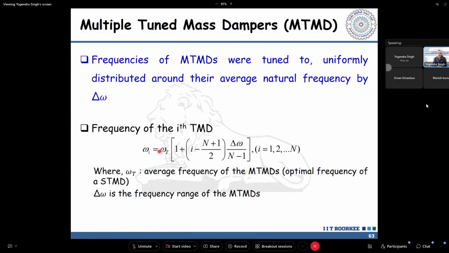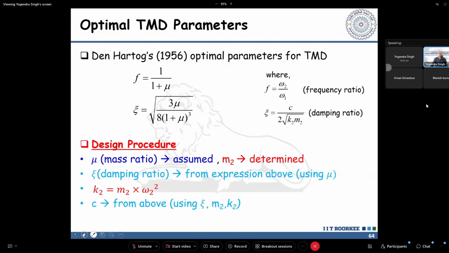And when we are providing multiple dampers, the frequency range which we want to cover and the frequency gap between adjacent dampers is necessary. So this delta omega is the total frequency range which we want to cover, and then the frequency of the ith damper we can calculate like this. Okay, and for optimal parameters, people have done some study, and they have also suggested what frequency gap we should consider, and what value of damping, etc., we should use. What we want to discuss here is what response is obtained after performing this.